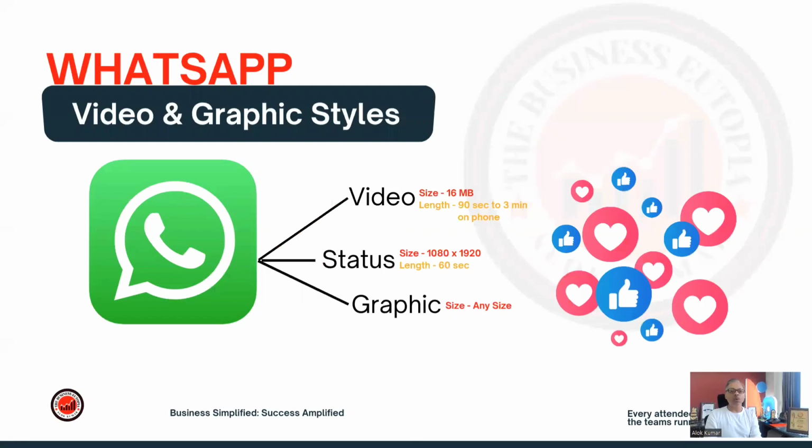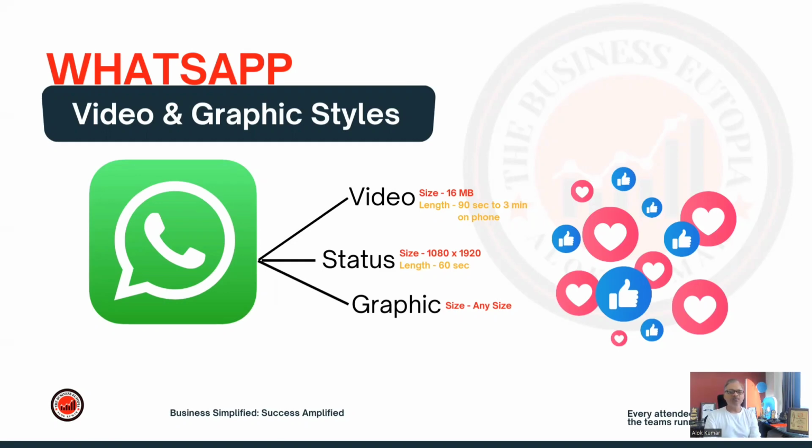Now let's talk about WhatsApp. WhatsApp is again a very fast communicating tool available in all the smartphones. So again, you have the options of putting video or a graphic. If you're putting a video, the maximum size WhatsApp limits is 16 MB and the length should be 90 seconds to 3 minutes on phone. Correct? So if you have a bigger size video, you have to reduce it with some other tools, or you have to make a shorter video so that WhatsApp takes it and you are not forced to remove that.